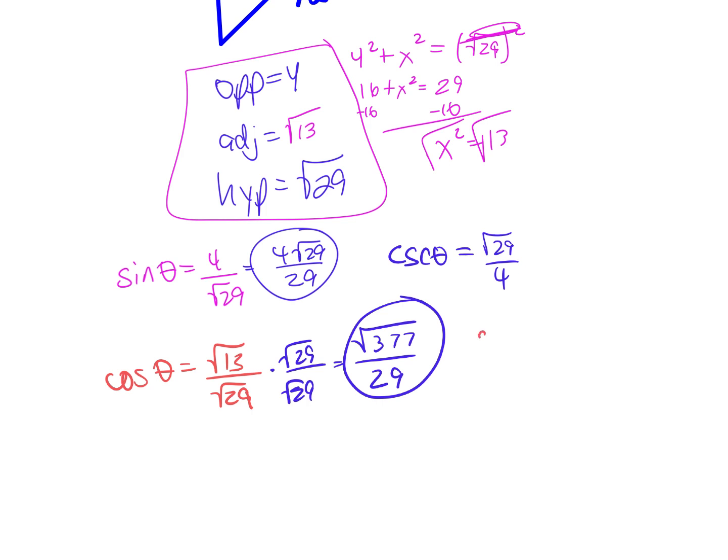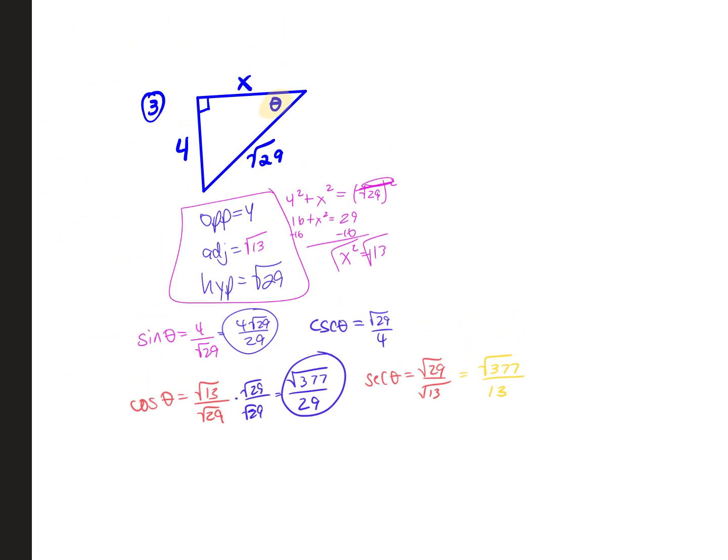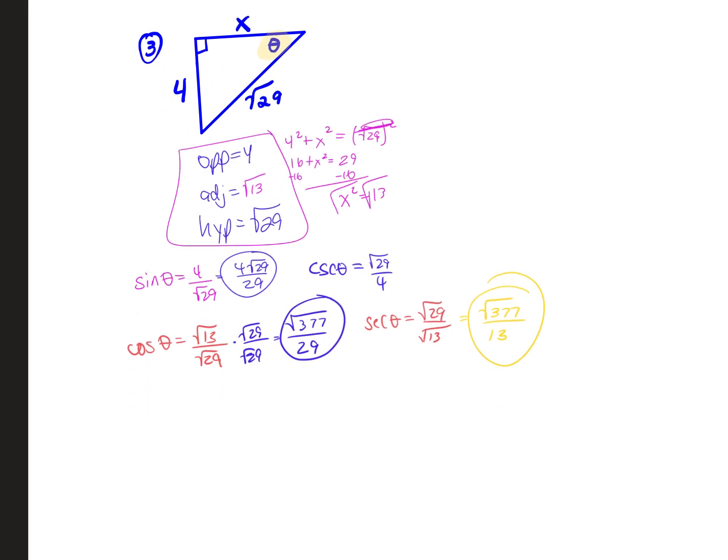Now I have the secant of theta. Well, that's going to be the square root of 29 over the square root of 13, right? Again, same problem. Can't have that radical in the denominator for Mrs. Meadows. So this is going to become the square root of 377 over 13. Because you rationalize, multiply the bottom and the top by the square root of 13.